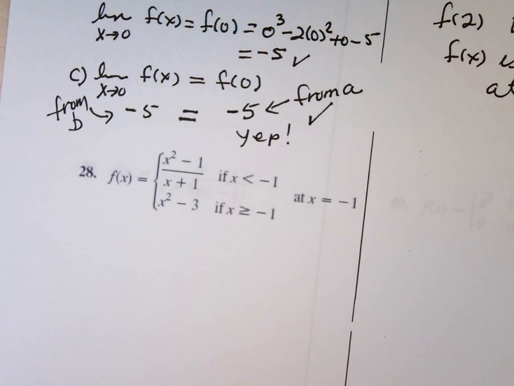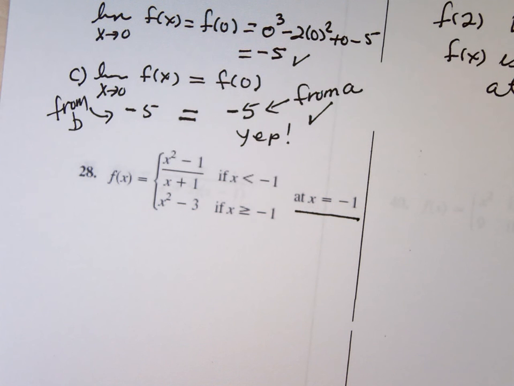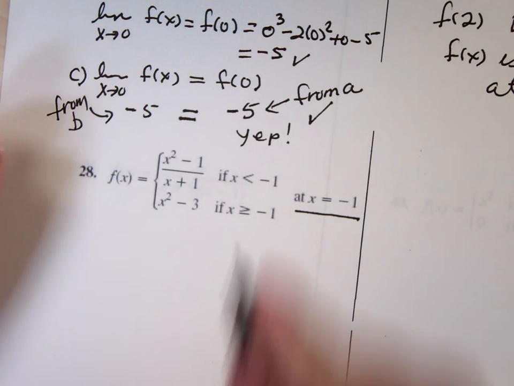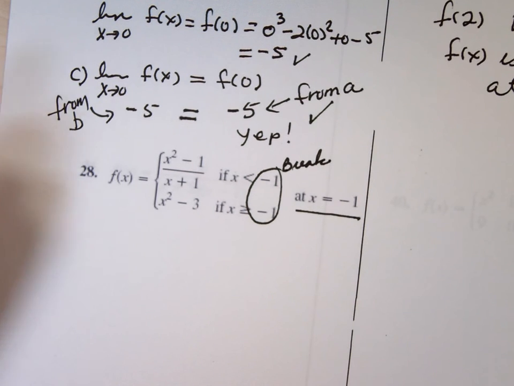Well, this is interesting. And this is at -1. This is a piecewise function. So what's the only thing I need to be concerned about? Because what's the break point? The break is at -1. So if there's a break at -1, what do I need to be concerned about? Do they meet? That's the only thing I need to be concerned about. Do they meet?